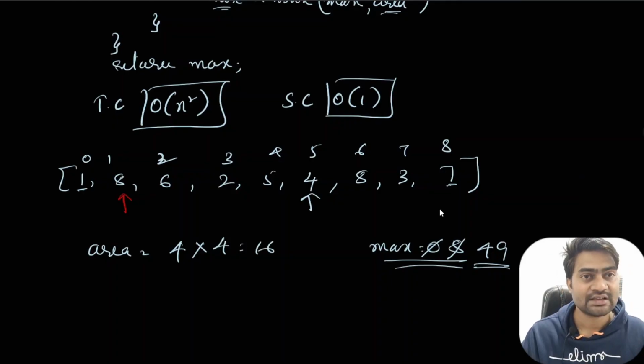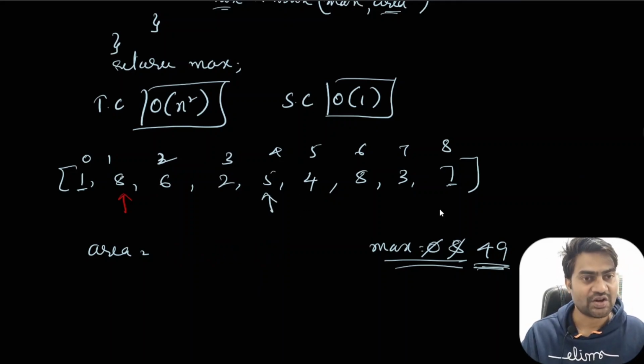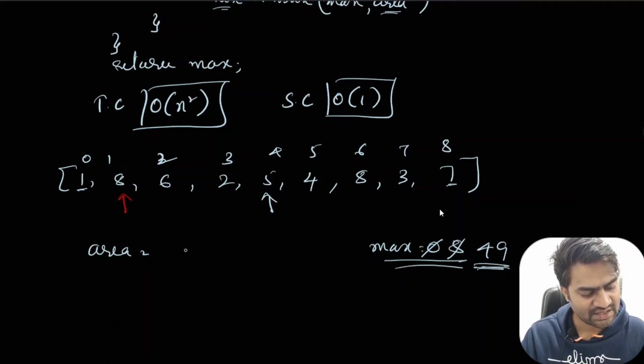It is 16. Correct, right? Now it is less than 49, so I don't update. Now between 8 and 4, which is smaller? 4 is smaller. So I will decrement the right pointer. Now again 8 and 5, 5 is smaller.